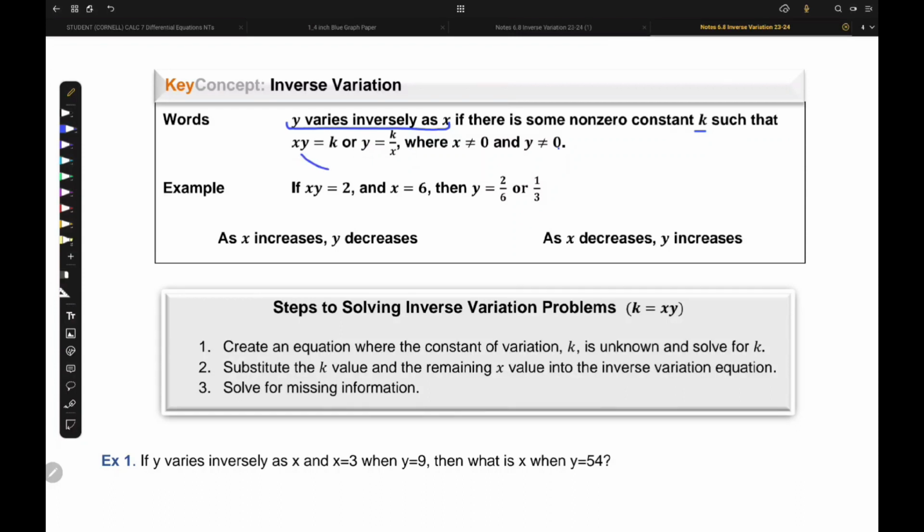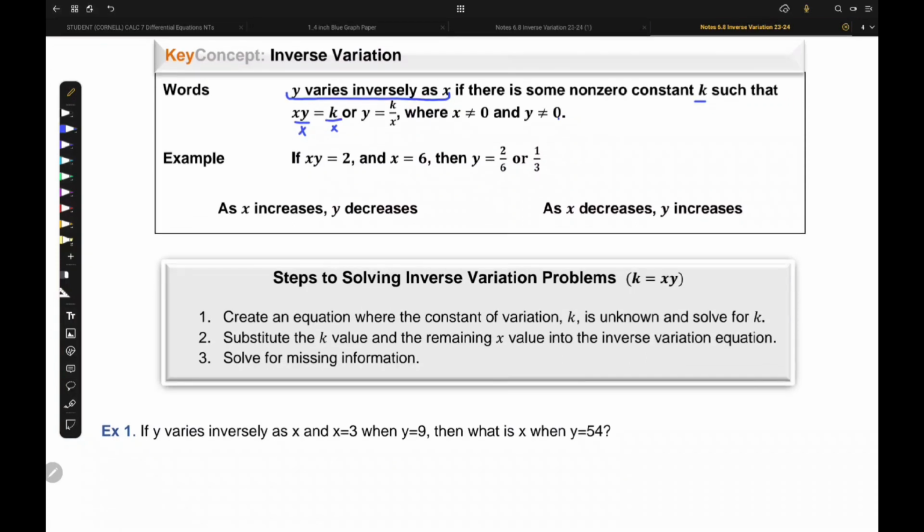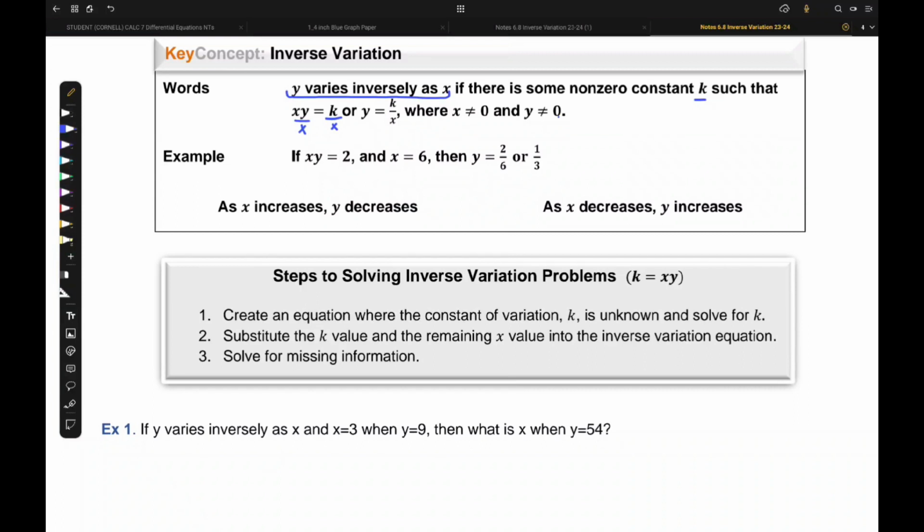The way that we went from here to here is we simply divided both sides, not by y, but by x, and got y equals k over x. And so now that's it. So if you see y varies inversely as x, you immediately need to think, oh, I have to have that constant of proportionality, y varies inversely as x, and that's it.